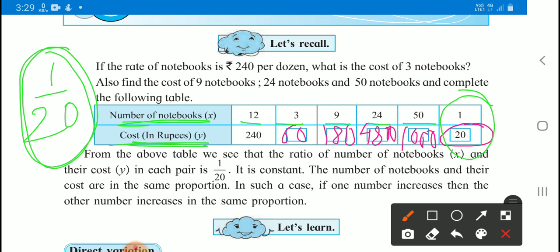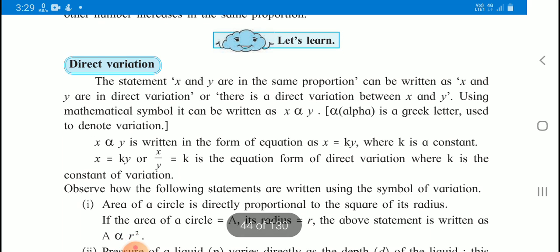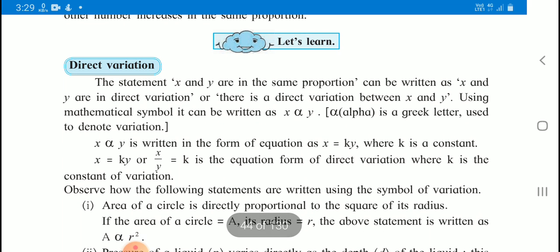From the above table we see that the ratio of the number of notebooks x and their cost y in each pair is 1 upon 20. It is constant, meaning everywhere it is the same. Constant means it is the same everywhere. The number of notebooks and their cost are in the same proportion. In such a case, if one number increases, then the other number increases in the same proportion. Now, I said to you, this is known as variation.